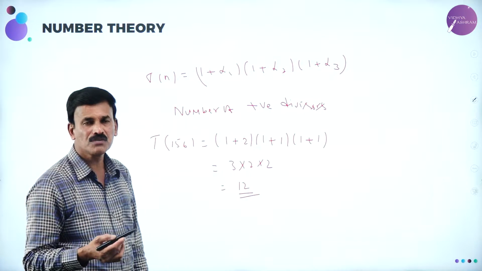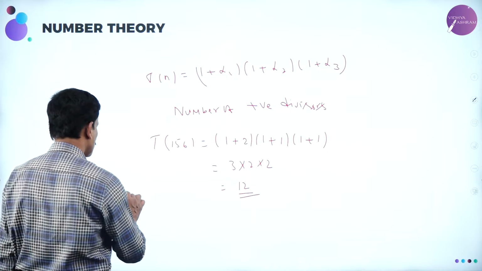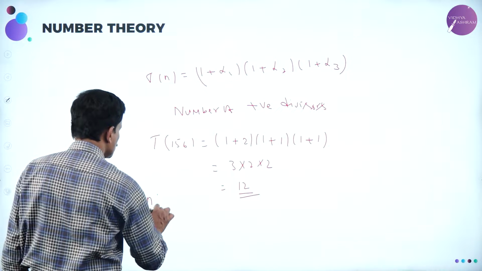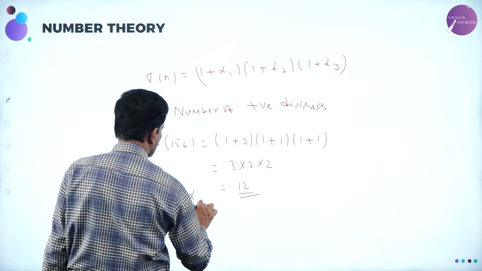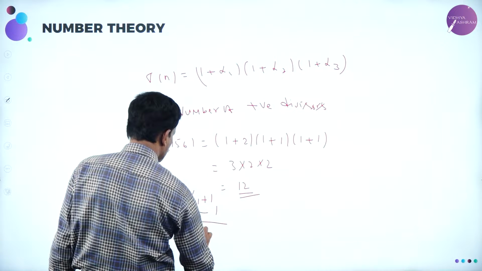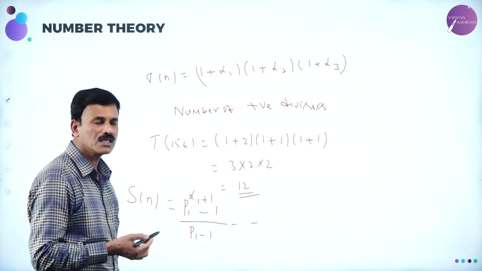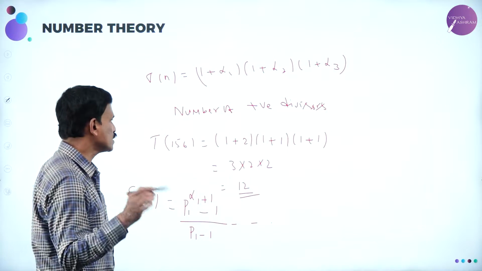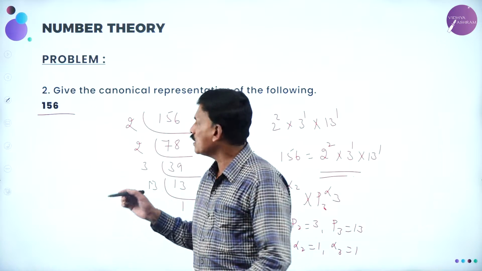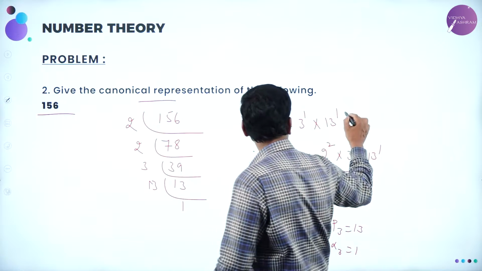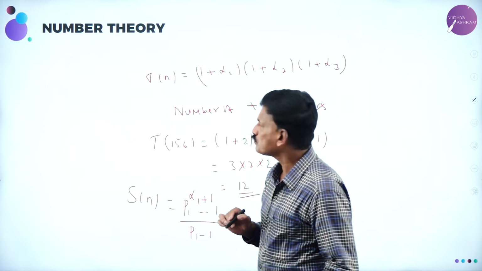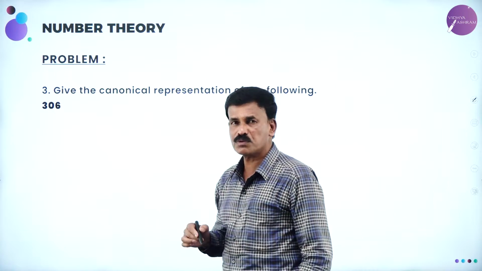And the sum of positive divisors, for this we are going to use the formula for the sum of positive divisors. S of n is equal to P1 to the power of alpha 1 plus 1 minus 1 divided by P1 minus 1, etc. So using this we can find the sum of positive divisors. That's it. But what they have asked is only the canonical form. If you do this much, that is enough. Now let us come to the next problem.